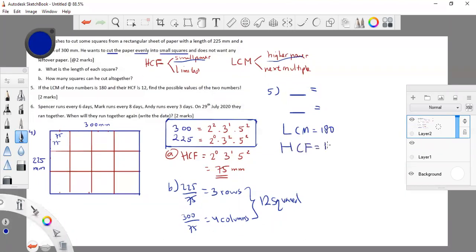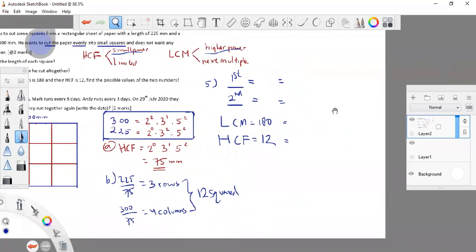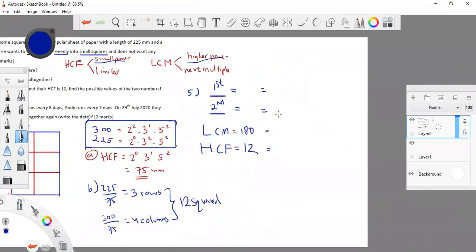Wow, it's 12. I mean, how do we do this? This is quite challenging. This is the first number, this is the second number. The question gives us the HCF and LCM. So what we can do now is factorize using a factor tree, 180 and 12.